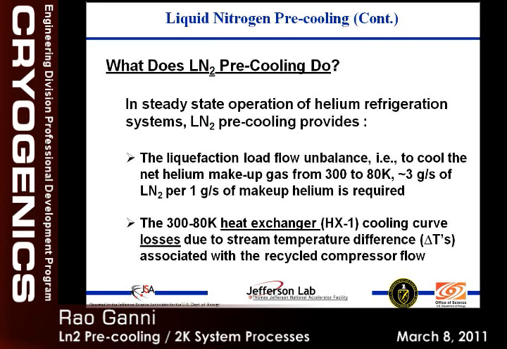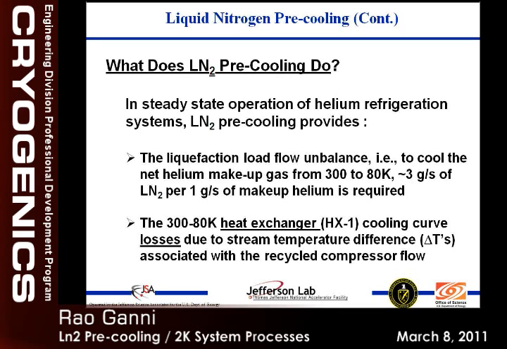Cooling helium from 300 Kelvin to 80 Kelvin takes around 1150 to 1200 joules per gram, whereas nitrogen provides around 400. So we use around 3 grams per second of nitrogen for the energy balance on a first law basis, just to get the energy equivalence between what is giving the heat out and what is taking the heat in.